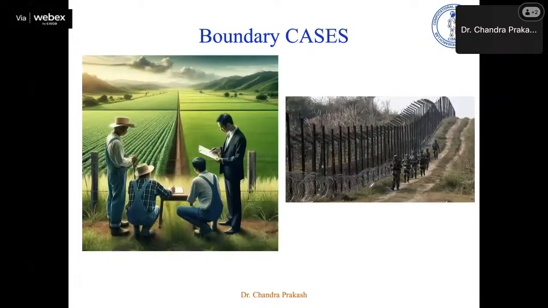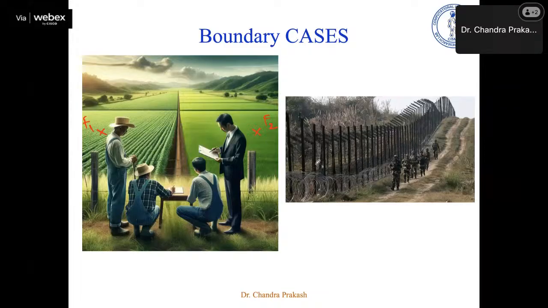So what is the meaning of it? Let's say over here we have a boundary, and these are different fields. We can say these are farmers. So this particular position and this particular position, it is very clear that this belongs to farmer 2 and this belongs to farmer 1. Or this belongs to country 1, this belongs to country 2.